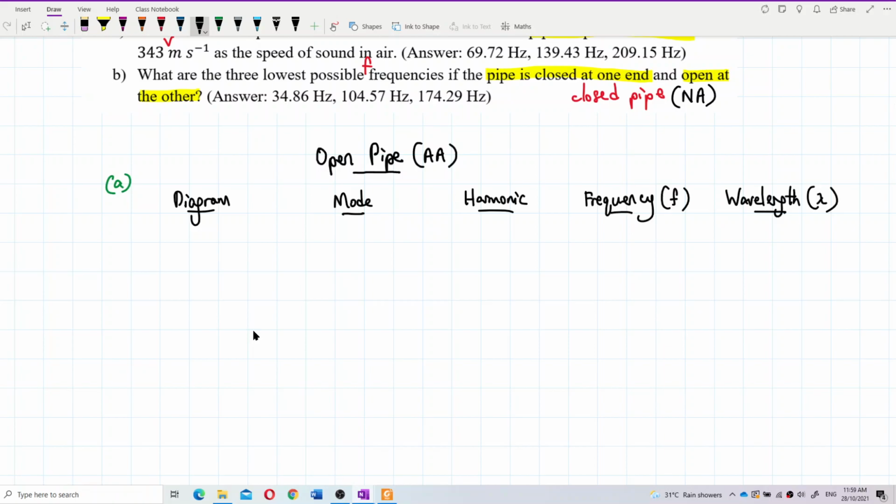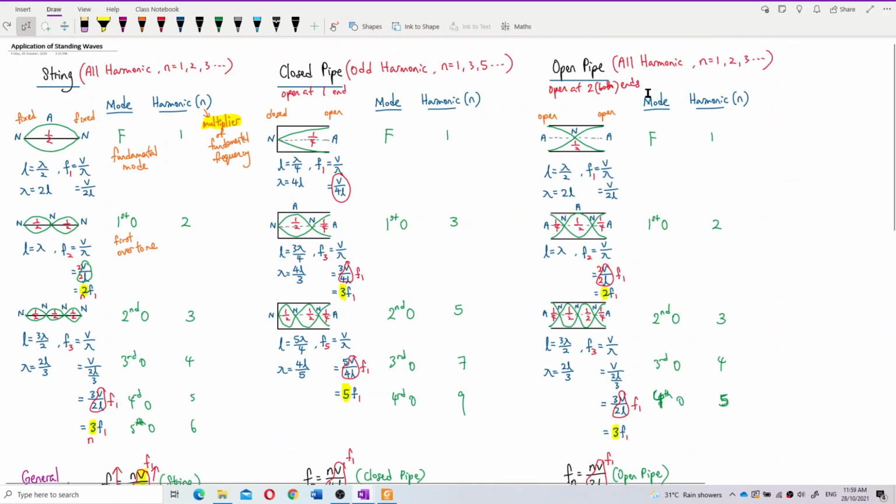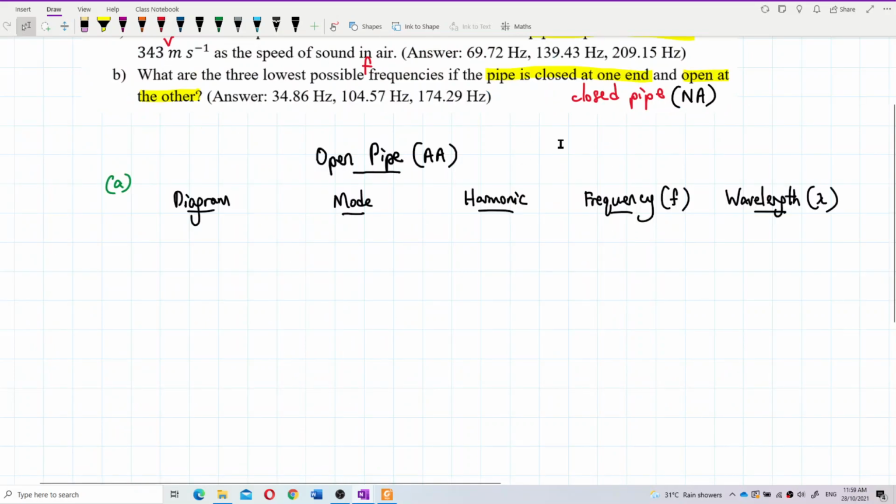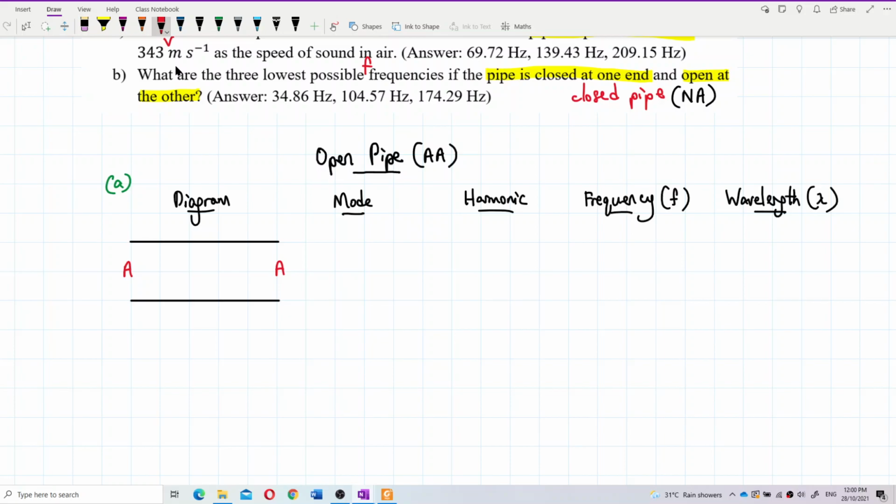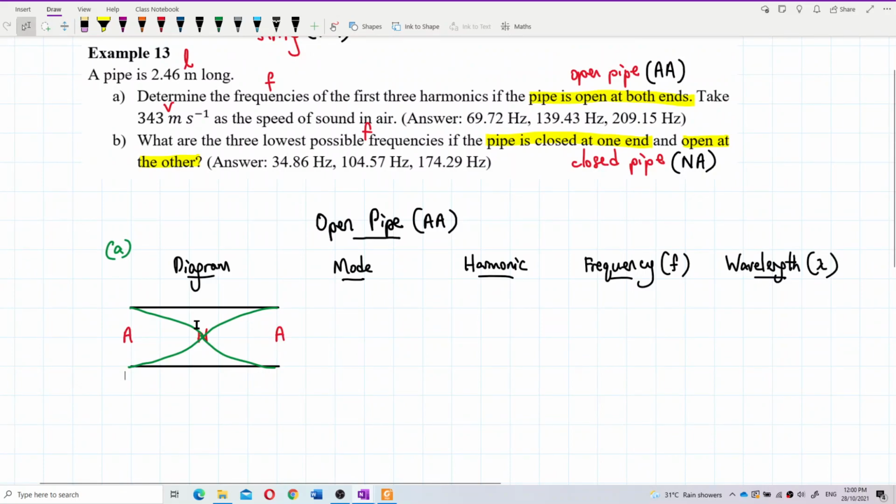So the fundamental mode for the open pipe looks like this. Let's draw it out. The open pipe has two antinodes, that means it has two open ends. With two antinodes here, it must have a node in between. So how does it look? Like this. This is the fundamental mode: two antinodes with one node in between. This is the first one, called the fundamental mode.